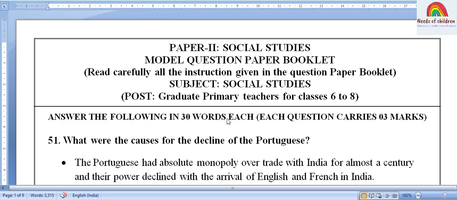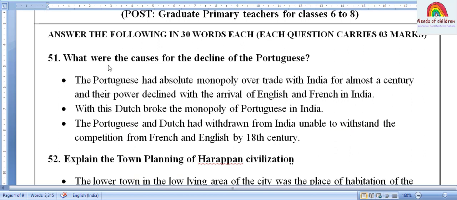It is related to the model question paper which is released by the department. Here is the first question. What were the causes for the decline of the Portuguese?